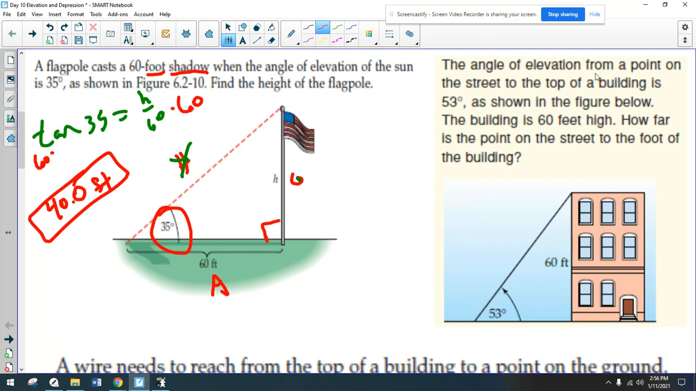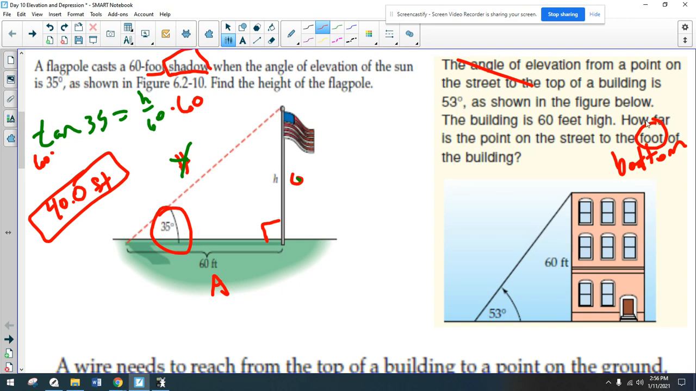Okay, same thing over here, angle of elevation. So here's my triangle. Again, you don't have to make the building, just make yourself a triangle. Angle of elevation is the one on the bottom, so 53 degrees. And then the building is 60 feet high. So we're going to look how far the point is on the street to the foot of the building. Here's another word that means the bottom. So when you see shadow, it's on the bottom. When you see foot of something, the foot of something is always the bottom. So leave yourself a note for that. If you see the word foot, bottom. It means the bottom of something.